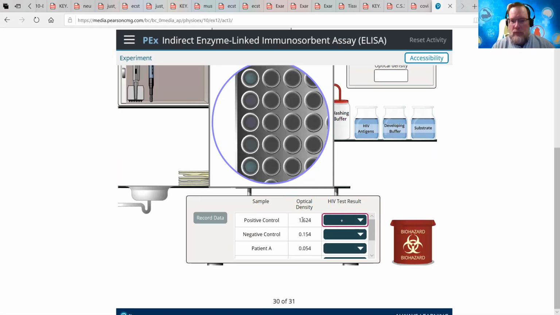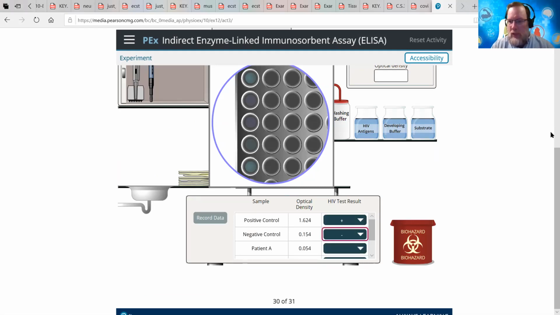Now, above 0.5 is a positive, definitely. Below 0.3 is negative. So their negative control ended up being 0.15. That's what we would expect. That's a good thing.